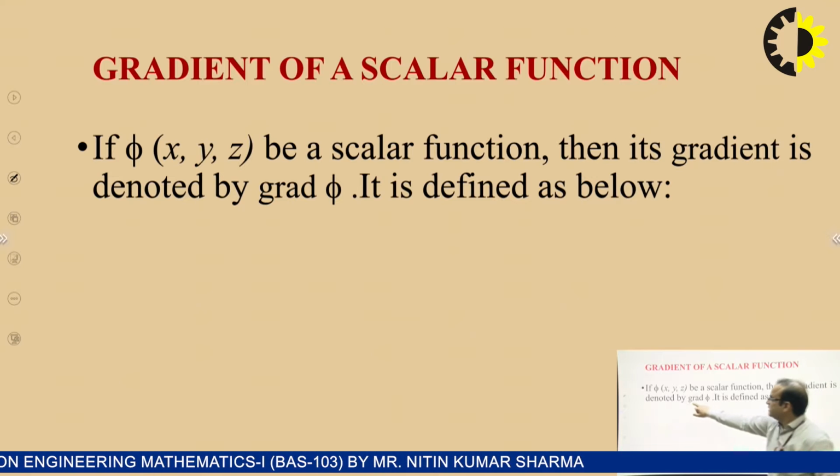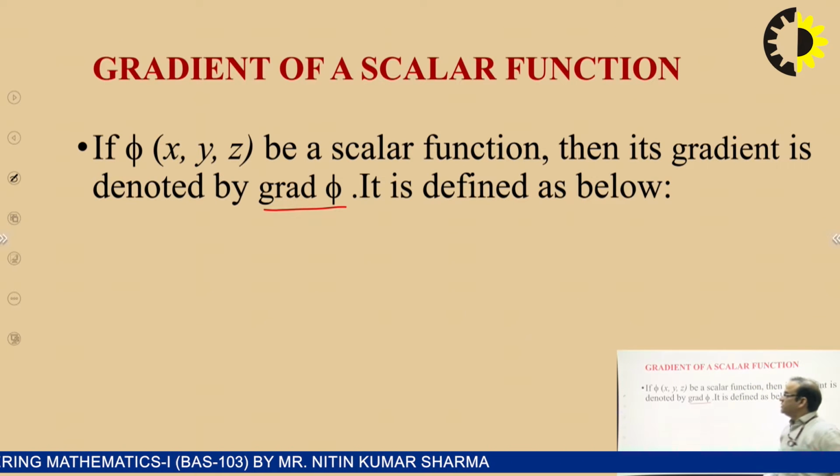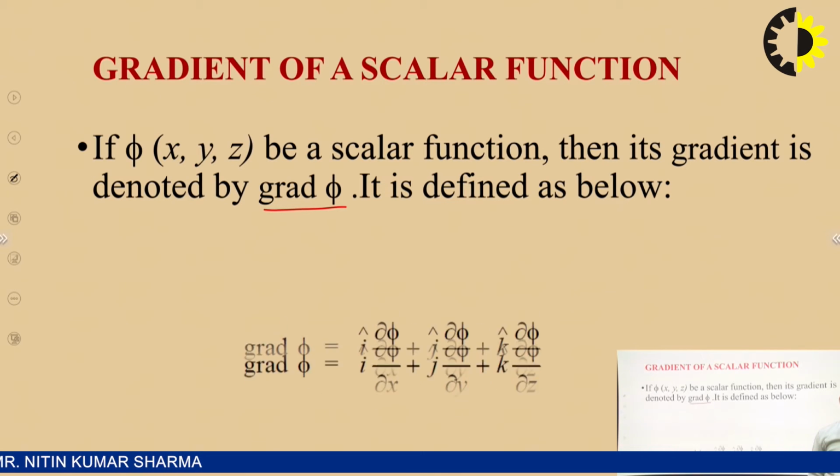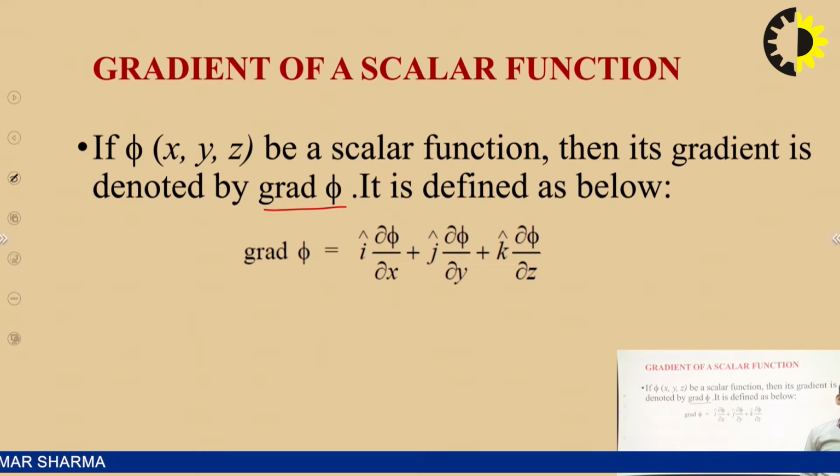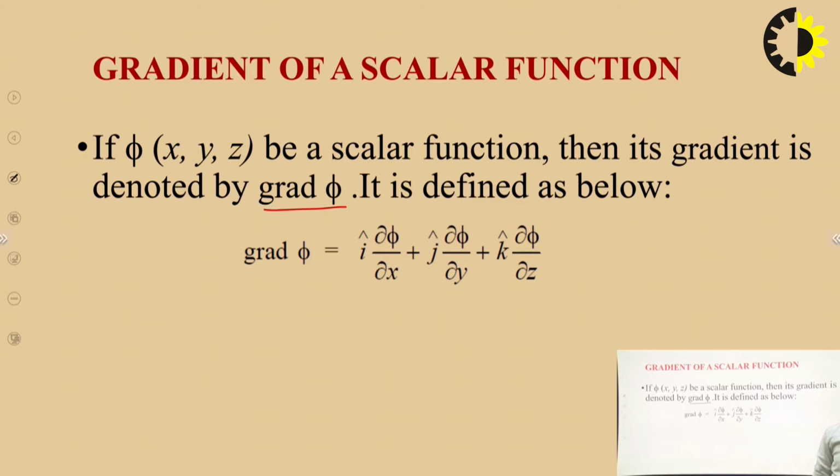This is the notation for the gradient of a scalar function. It is defined mathematically by grad phi. Here you can see grad phi is equal to the simple product of grad, that means the del operator, and the given function phi, a given scalar point function.